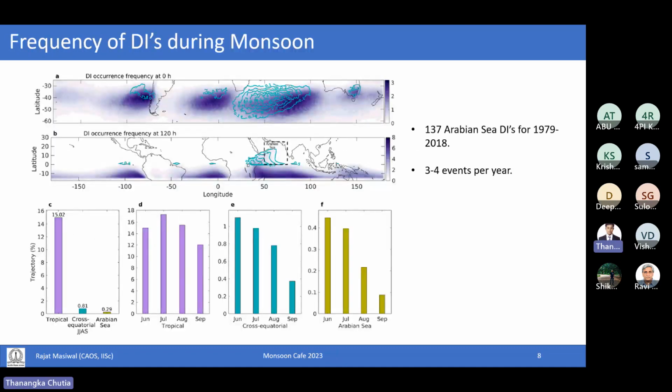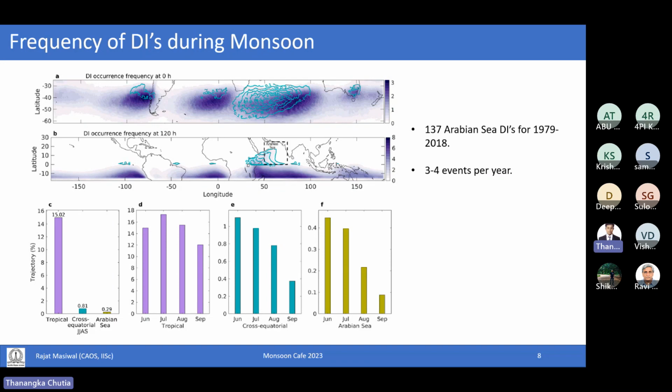And yeah, so this is the frequency of dry intrusion during monsoon. At the start, we see that a lot of these dry intrusions are present at 35, 40 south, which is because that's how they have defined it. And then after 120 hours, most of them have moved towards the tropics, and some of them have actually encroached into this Arabian Sea region.